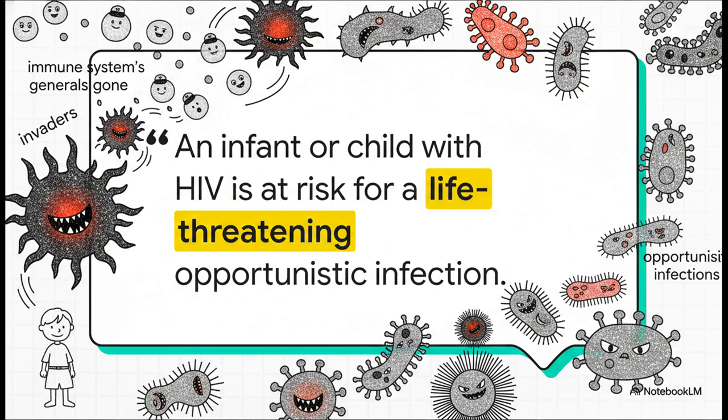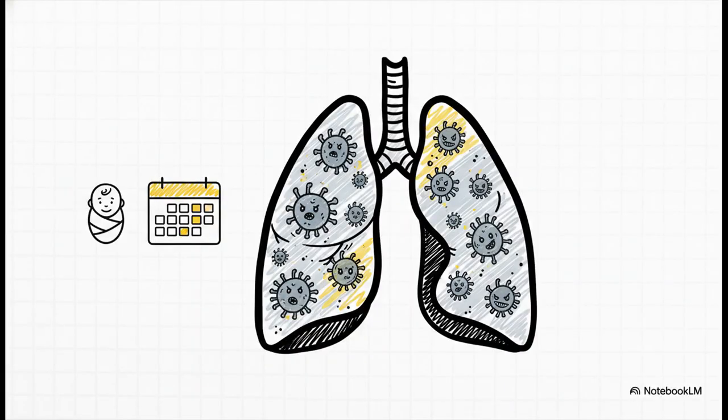Think about it. The body's security system is down. The generals are gone. This means that germs that are normally harmless, stuff you and I fight off without even noticing, can now sneak in and cause absolute chaos. These are what we call opportunistic infections, and they are, without a doubt, the biggest threat to a child with HIV.